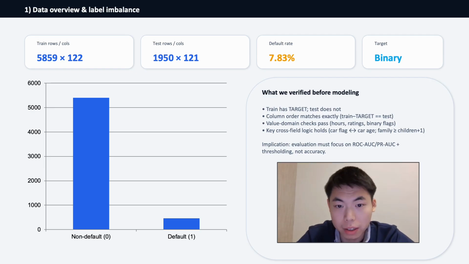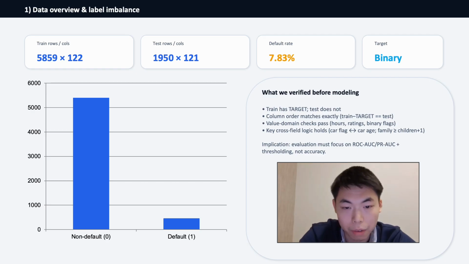First, we check the data very carefully. The dataset may have something wrong in the header. So before doing any modeling, we need to make sure the columns are correctly aligned, and we compare the dataset with the field descriptions. We also use logic checks across the columns and check whether the values make sense. For example, car ownership matches the car age, and family size matches the number of children, and so on.